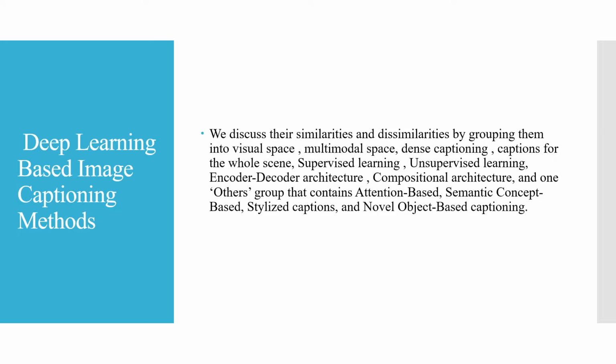Image captioning methods. We discuss their similarities and dissimilarities by grouping them into visual space, multimodal space, dense captioning, captions for the whole scene, supervised learning, unsupervised learning, encoder and decoder architecture, compositional architecture, and one others group that contains attention-based, semantic concept-based, stylized captions, and novel object-based captioning. It contains the name of the image captioning methods, the type of deep neural network used to encode image information, and the language models used in describing the information.